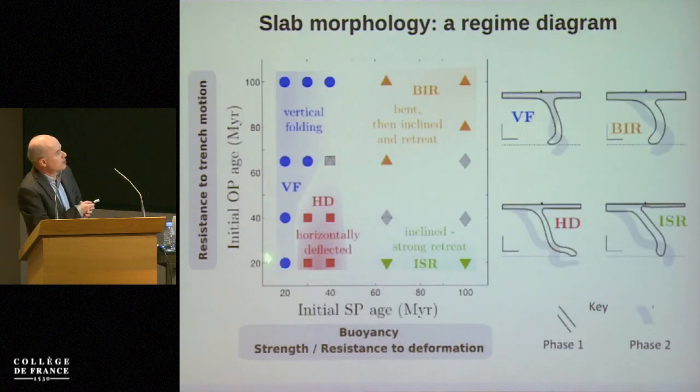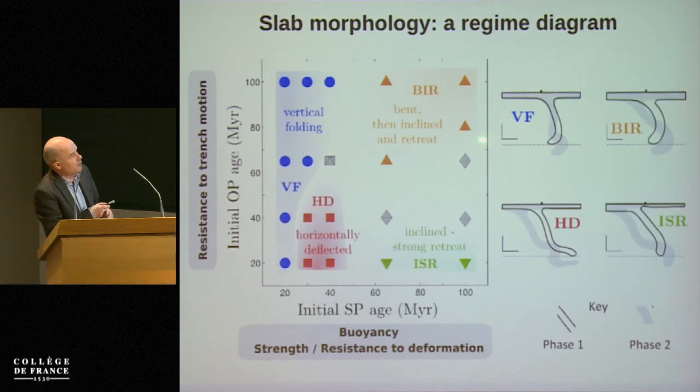And all those experiments can be plotted here. So this is the initial subducting plate age and the initial overriding plate age. And basically things happen in two stages. A stage one until they reach the boundary, and then stage two afterwards. If we combine the two stages, we discern four different modes. If we focus just on the final stage, then maybe there are only two examples, the vertically folded and the ones that become inclined and retreating. So here is where they live. If we have young initial subducting plate ages, we tend to get the vertically folded cases, and the other ones tend to be for the stronger initial subducting plates, older subducting plate ages.